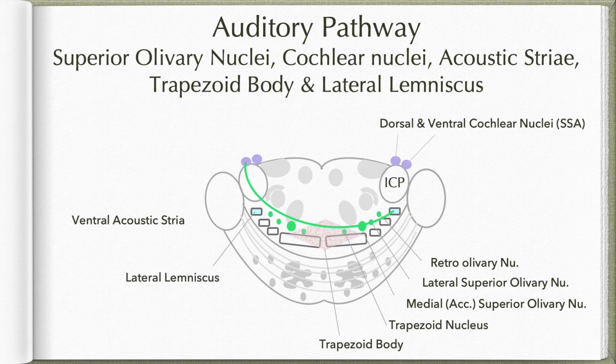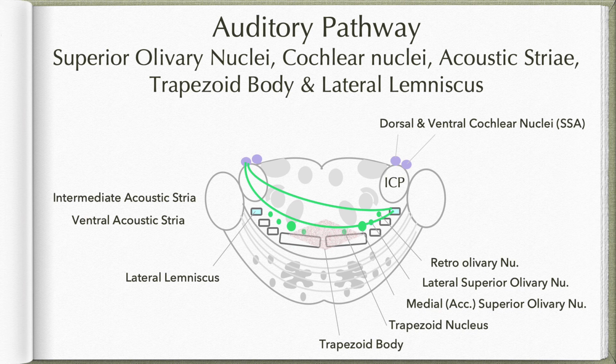There is a second set of fibers which start from the ventral cochlear nuclei. They pass posterior to the spinal nucleus of the trigeminal nerve, cross the midline, and join the contralateral lateral lemniscus, but without relaying in the superior olivary nuclear complex. Now, this set of fibers will form the intermediate acoustic striae.